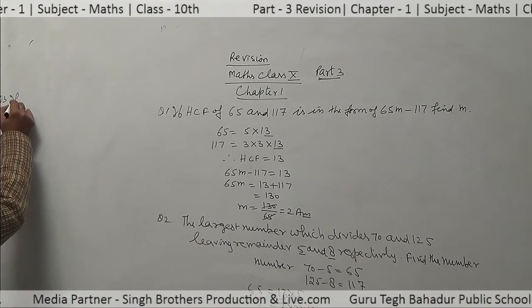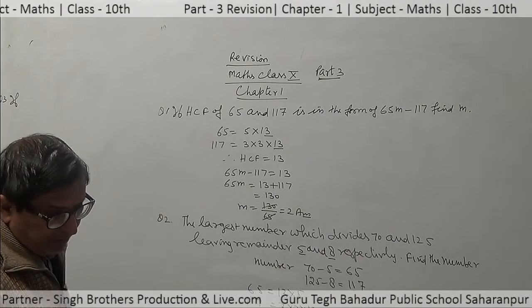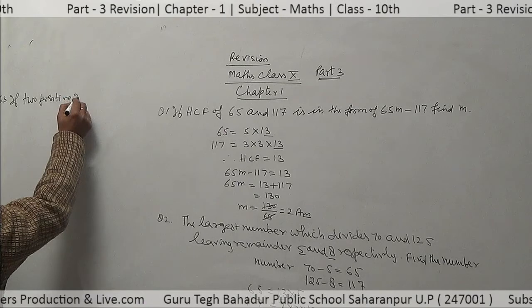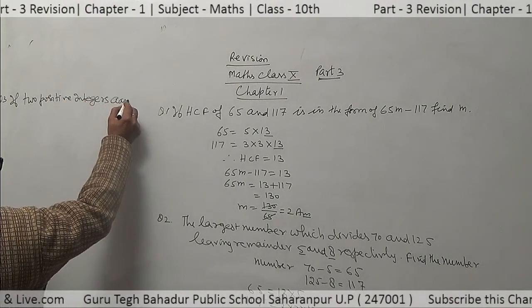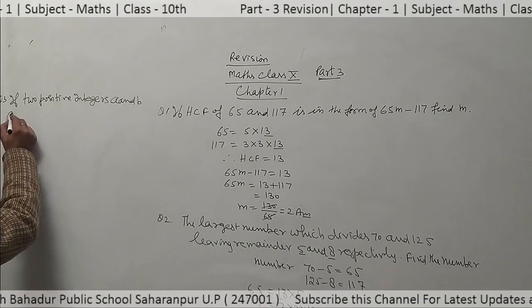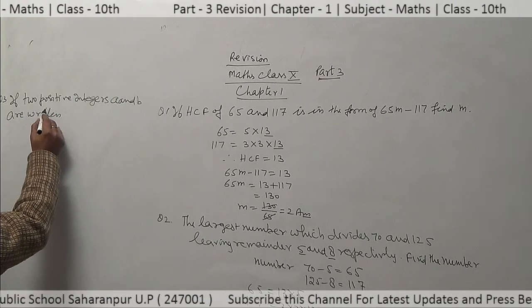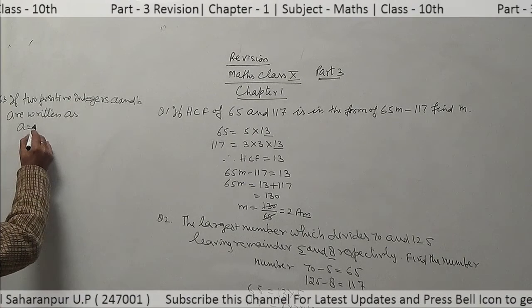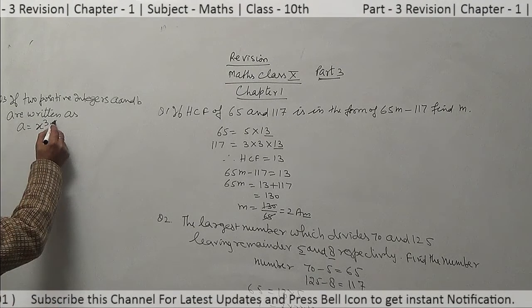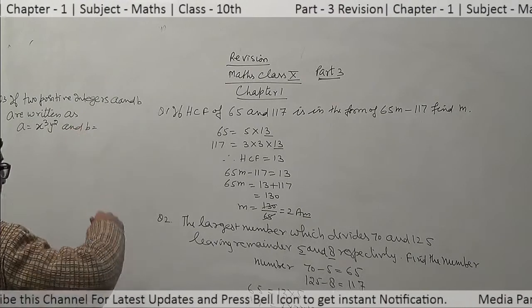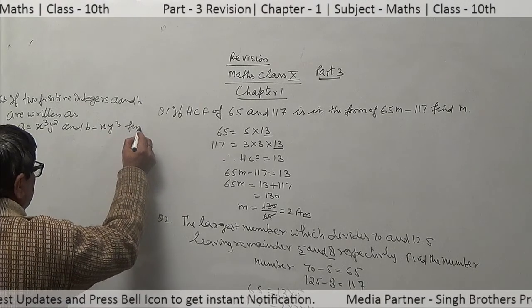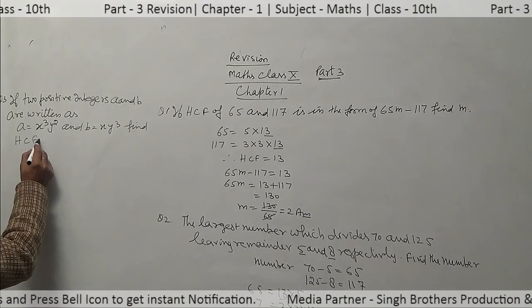Third question, if two positive integers a and b are written as a is equal to x power 3 y power 2 and b is equal to x y cube, find HCF and LCM.